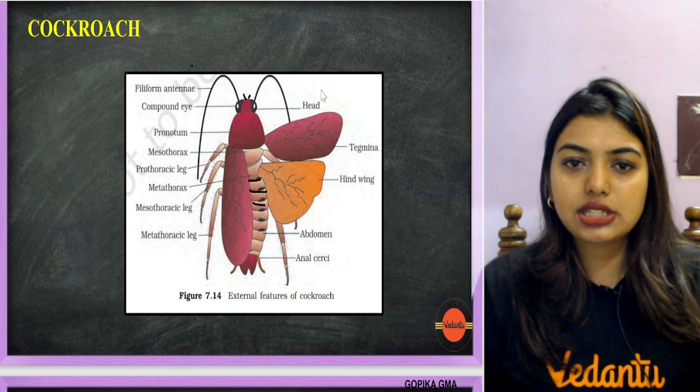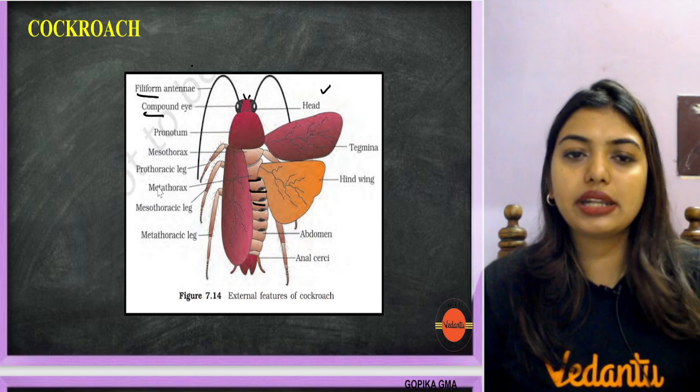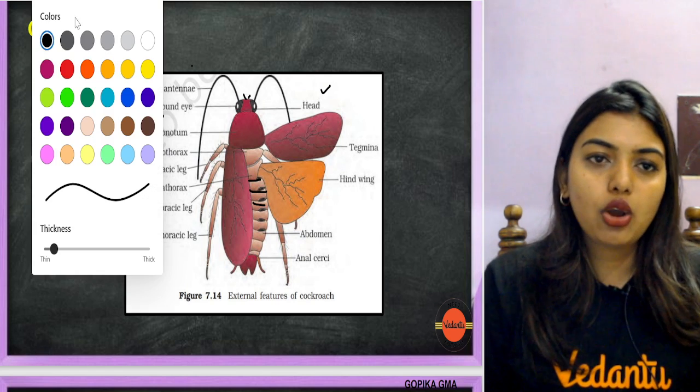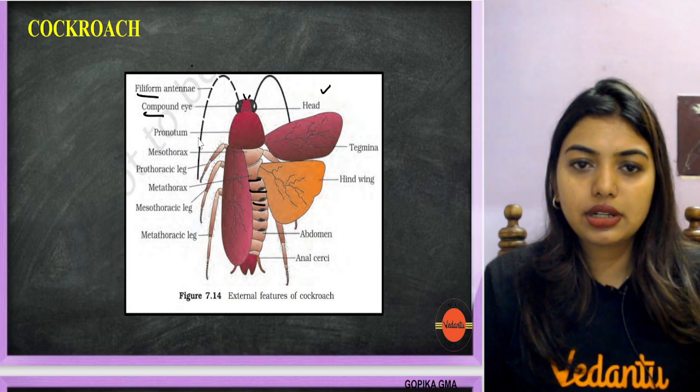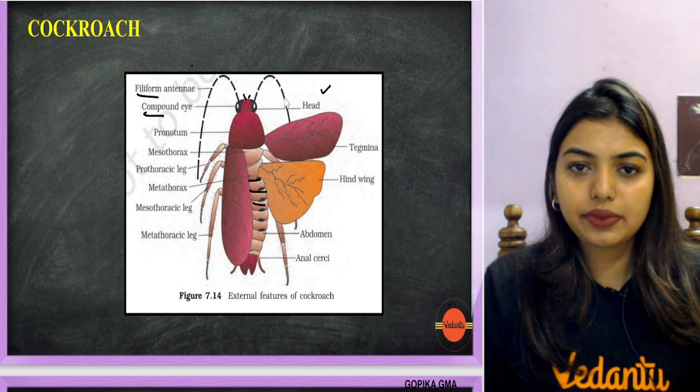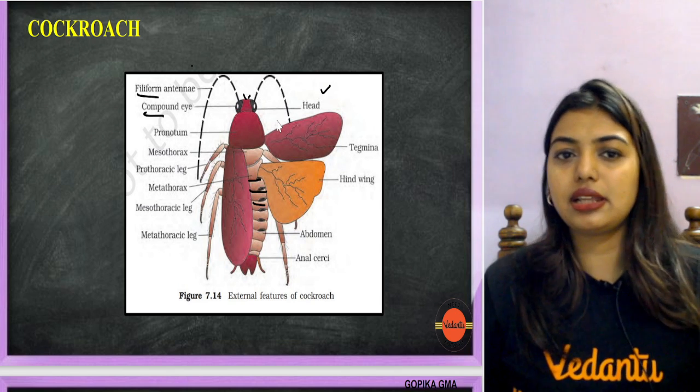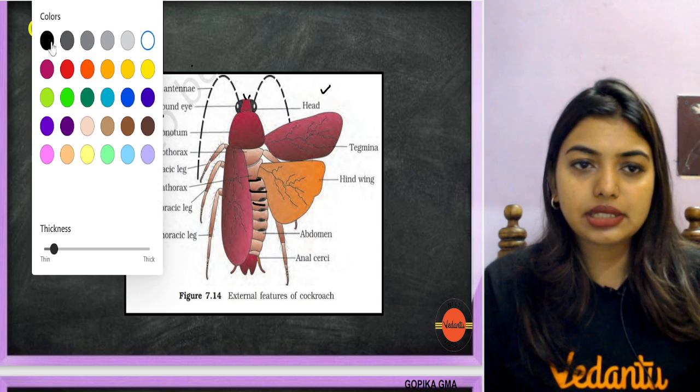So what are the regions? The head is there, compound eyes are there, filiform antenna is there. With the filiform antenna, always remember this antenna is also going to be segmented. See, now I've drawn this antenna as segments. Got it? Like this, like this. Same thing goes here. This antenna also has segments.